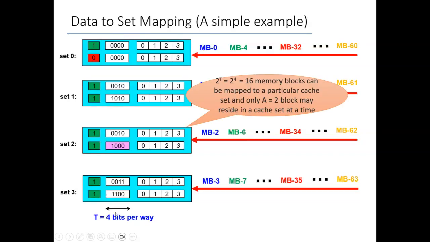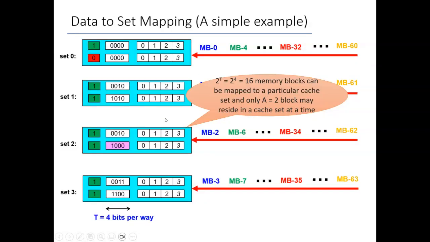The T bits are now 4 bits per way. So how many blocks can be mapped to a particular cache set? There are 2 to the power of T, which is 2 to the 4, so 16 memory blocks can be mapped to a particular cache set, and only how many of them can reside? Only 2 of them can reside at the same time.